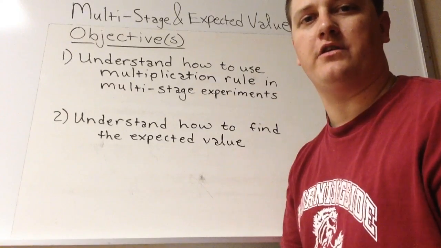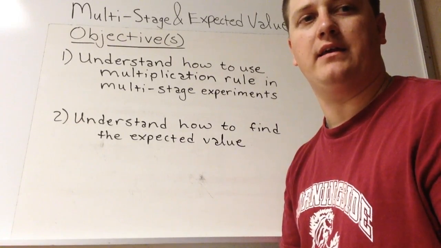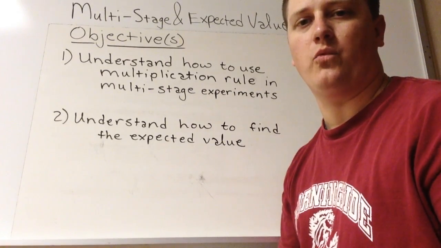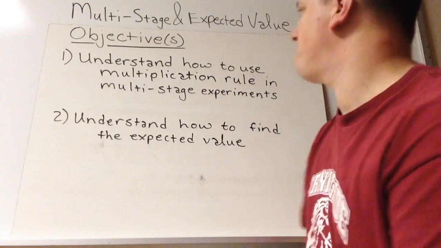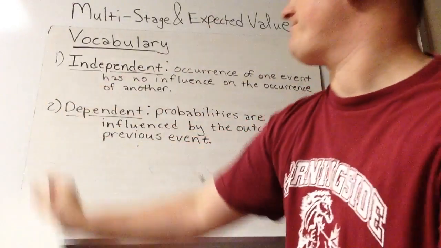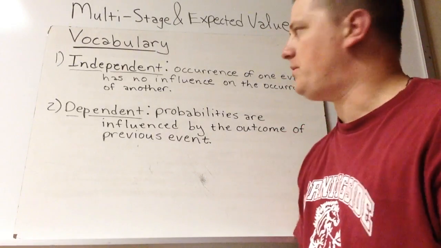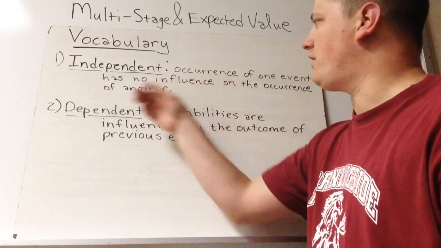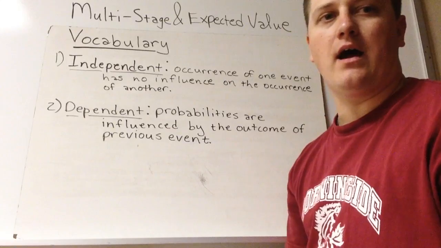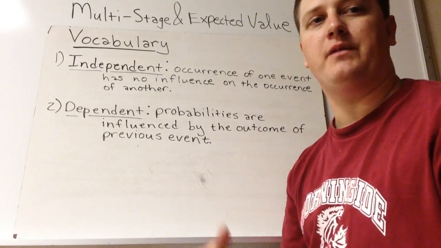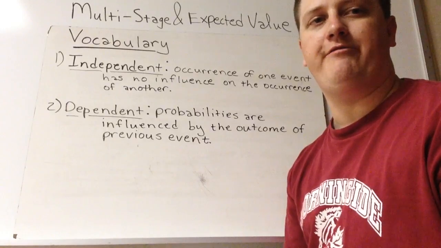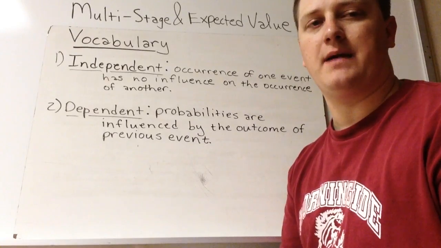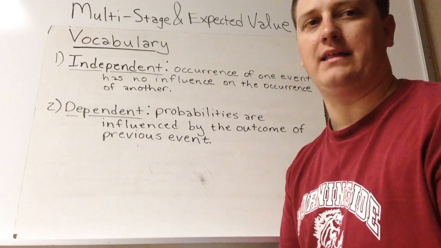When you're dealing in certain situations, you can find, say, the expected age of a person with certain data. Vocabulary is pretty simple. Independent: the occurrence of one event has no influence on the occurrence of another. So basically, it's kind of like flipping a coin. If you flip a heads the first time, that's not going to affect the second flip. Just because you flip a heads the first time doesn't mean that heads is less likely the second time.